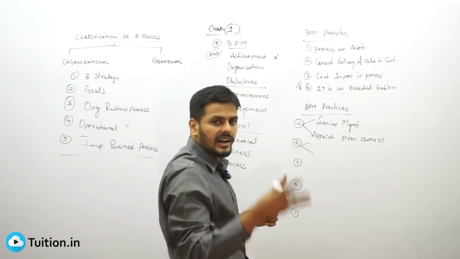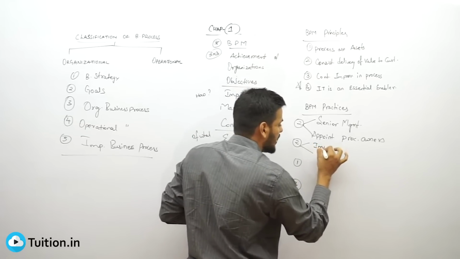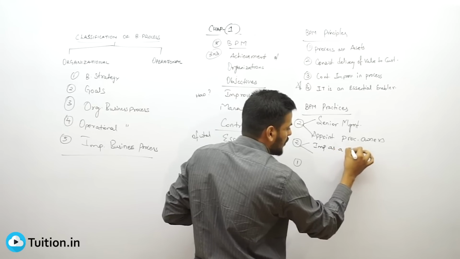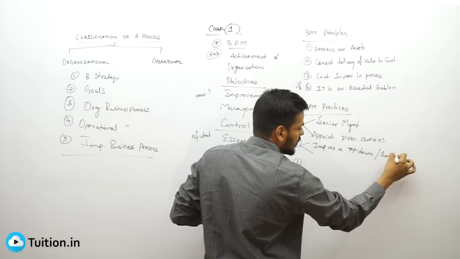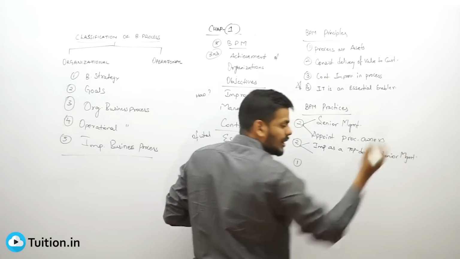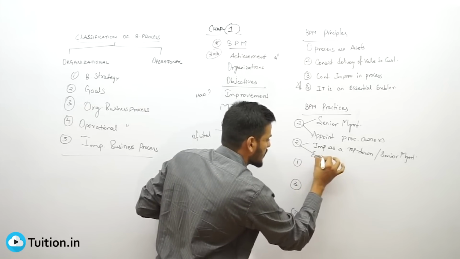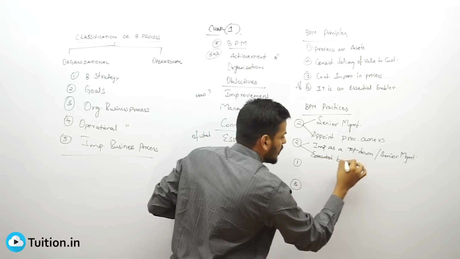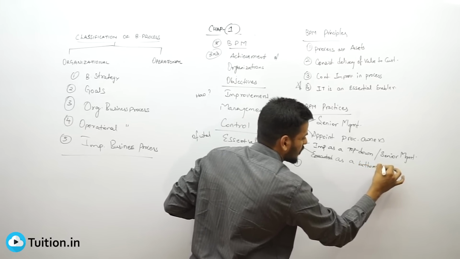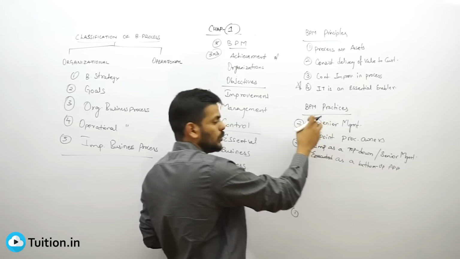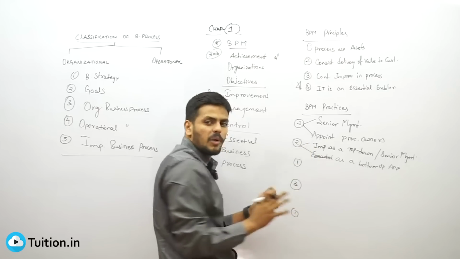Guys, always remember when any process is being implemented, it happens as a top-down approach, implemented by senior management. But always remember, the work is done by the bottom level, right? So it's executed as a bottom-up approach. So you covered 4 points. Who will implement this? Senior management, and they'll appoint process owners. Then it's implemented as a top-down approach and executed as a bottom-up approach.